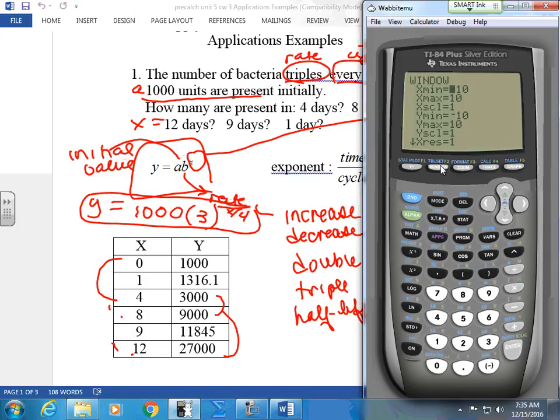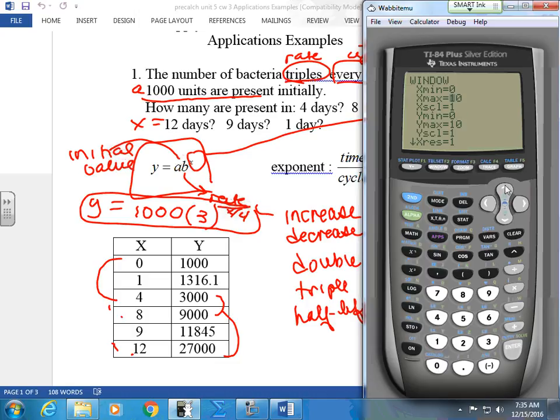Could I ever have negative time? So x min is what? 0. Could I ever, in this case, since I'm always increasing and I started with 1,000, could I ever have negative bacteria? No. So my y min is 0. So I'm in my first quadrant.